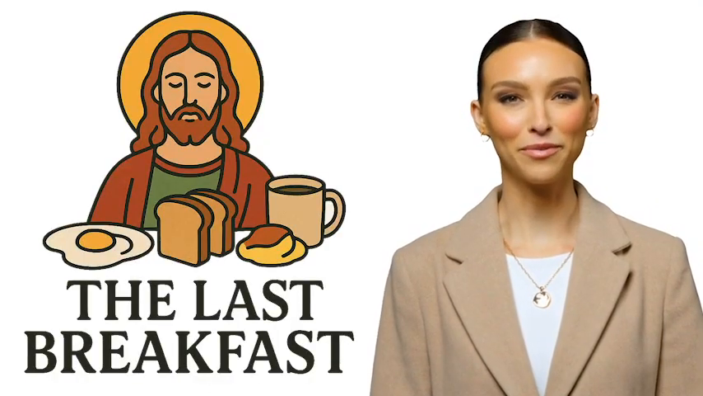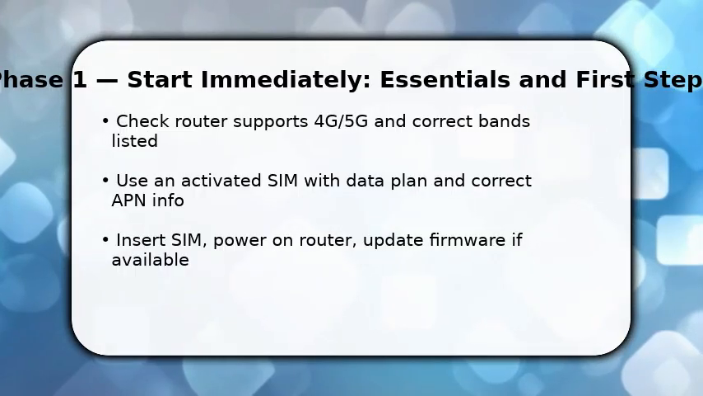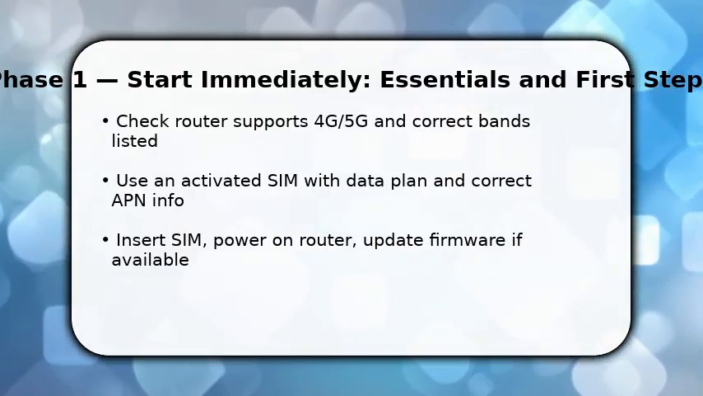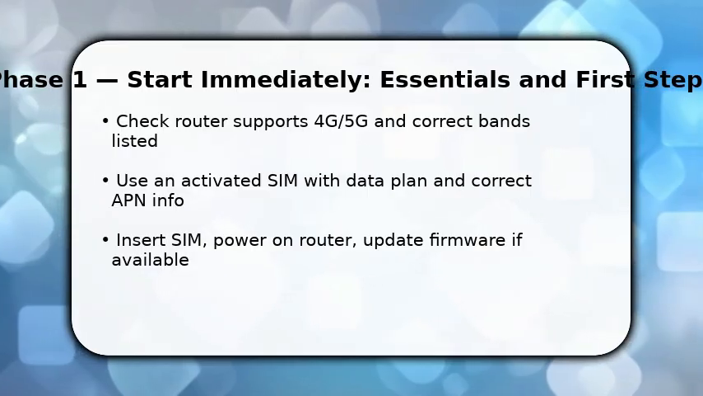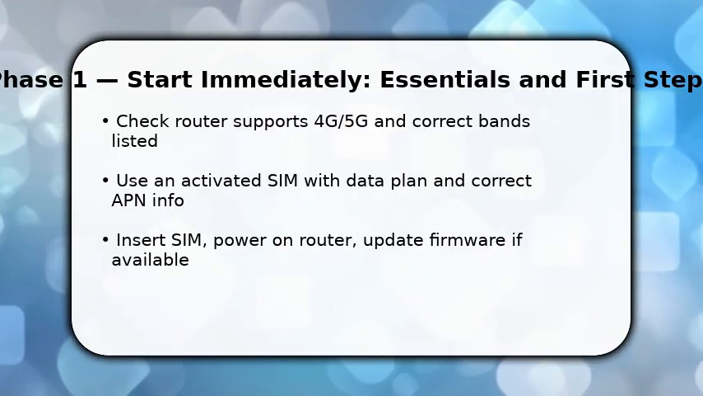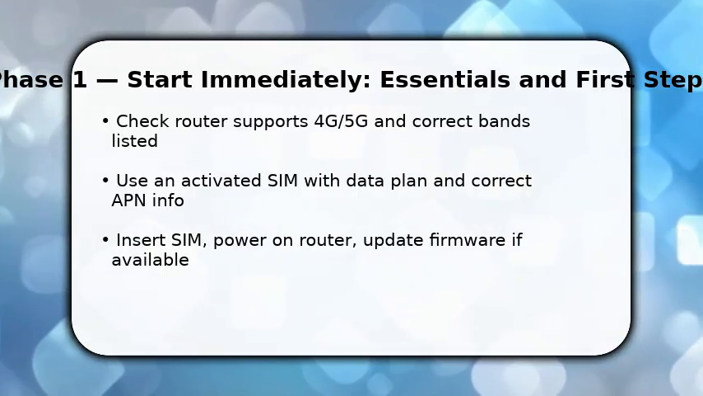Please enjoy the video. You start by confirming the router's cellular support and the SIM's readiness. This saves time later. Insert the active SIM into the designated slot, then power the device. Once done, log into the router admin web page or app.